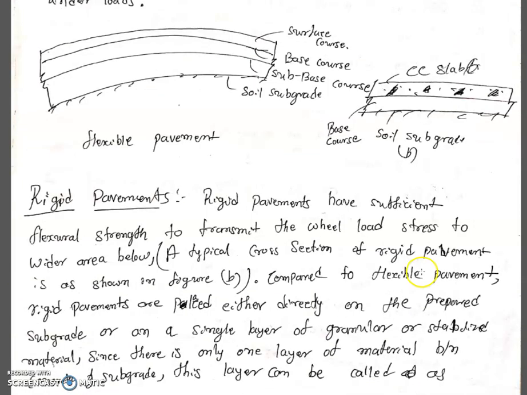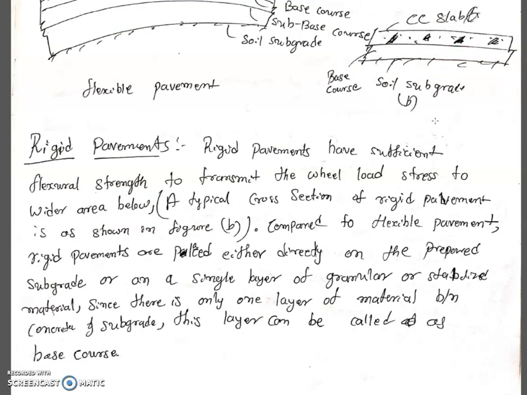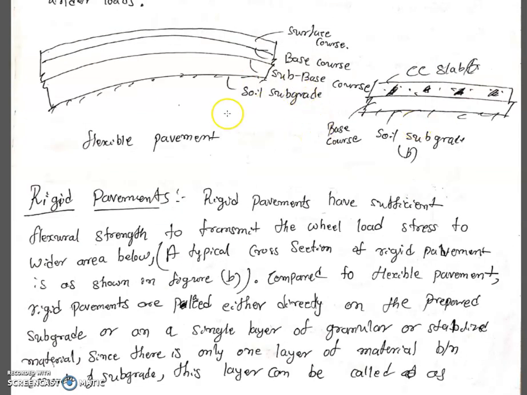Next, rigid pavements have sufficient flexibility to transmit the wheel load stresses to the wide area below. Here we have the rigid pavement. The important thing is we have to study the characteristics of each layer. Soil subgrade, both sides it will be the same.